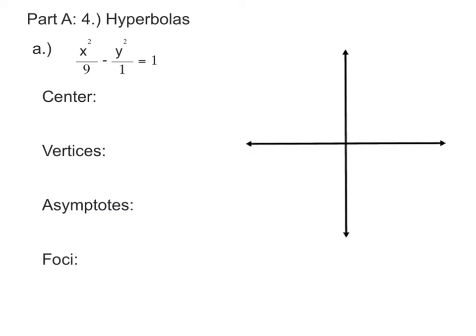The hyperbolas definitely have the most stuff going on. For each graph, we need to find the center, vertices, asymptotes, and foci, and we're also going to need a box to help us along the way. So first, let's start with the center.